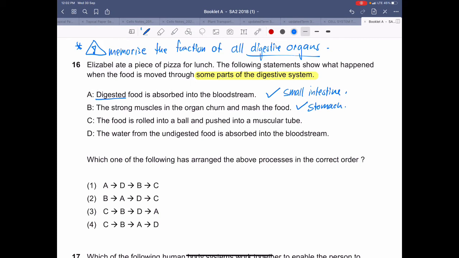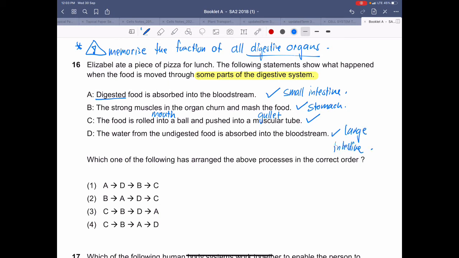The food is rolled into a ball and pushed down into the muscular tube through. Rolled into a ball, this is your mouth. Pushed down the muscular tube, this is your gullet. So this is true. The water from the undigested food is absorbed into the bloodstream. Okay, this is actually correct also, and this is your large intestine.